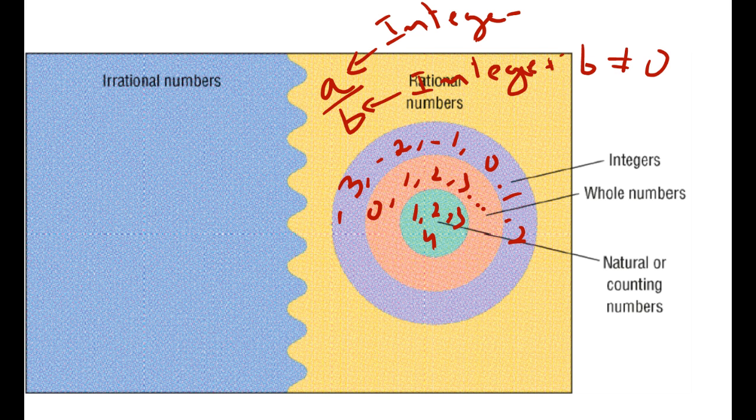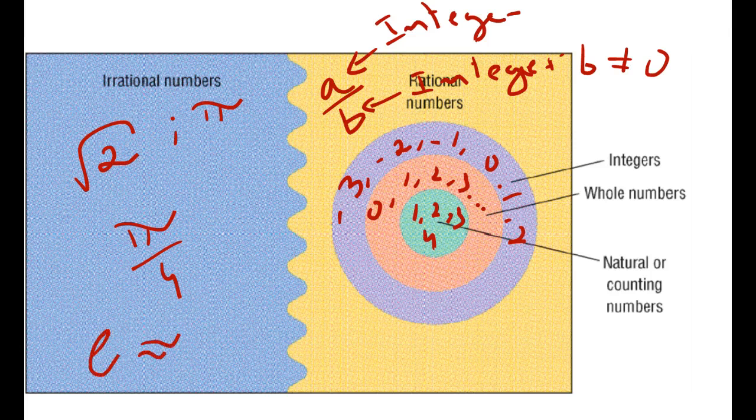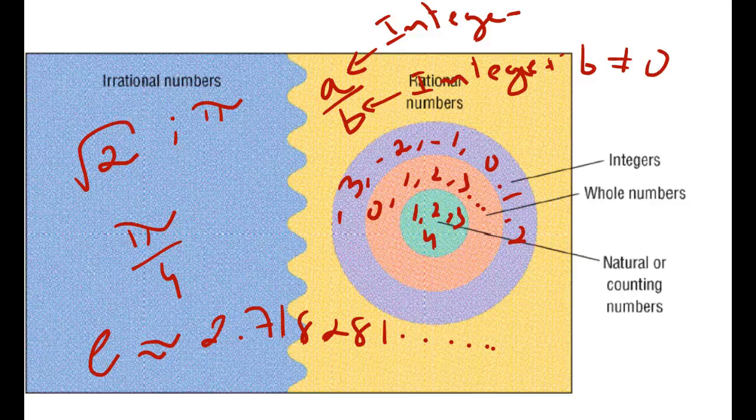Irrational numbers, we're talking about numbers that are not terminating and don't have repetition of the same digits, like square root of 2, like pi, or pi over 4, like e. Now, e is an exponential constant, and it's about 2.7182 81, and so on. So the digits continue all the way to infinity, and are different values. So this is irrational. All right. Have a good day.